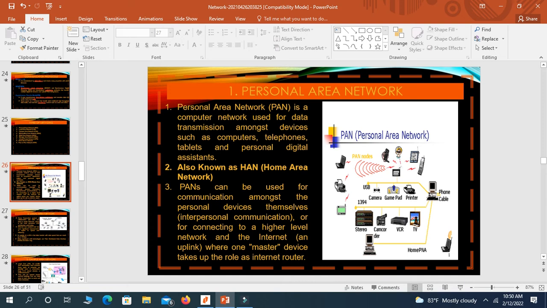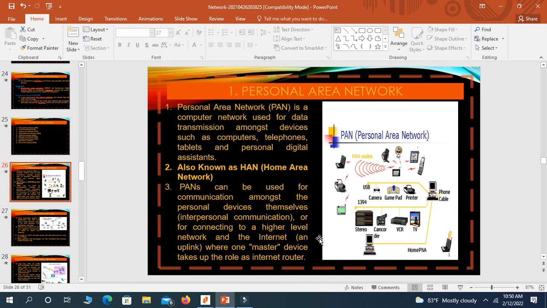Sometimes it is also called home area network, which is denoted with HAN. So PANs can be used for communication amongst the personal devices themselves. Interpersonal communication can also be done, or connecting to the higher level of network and the internet, where one master device takes up the role of the internet router.